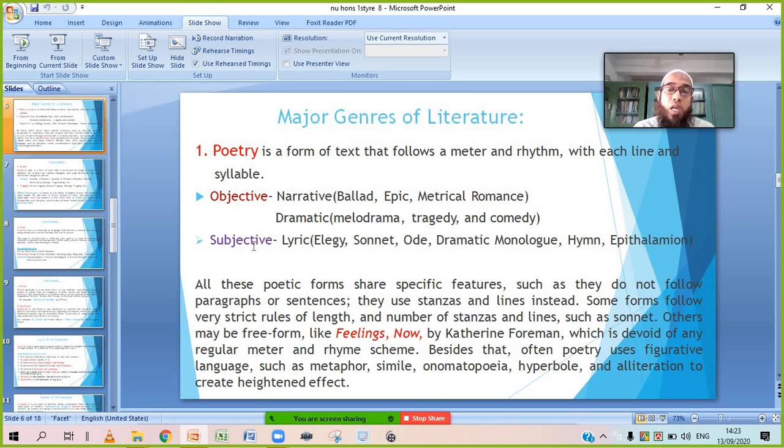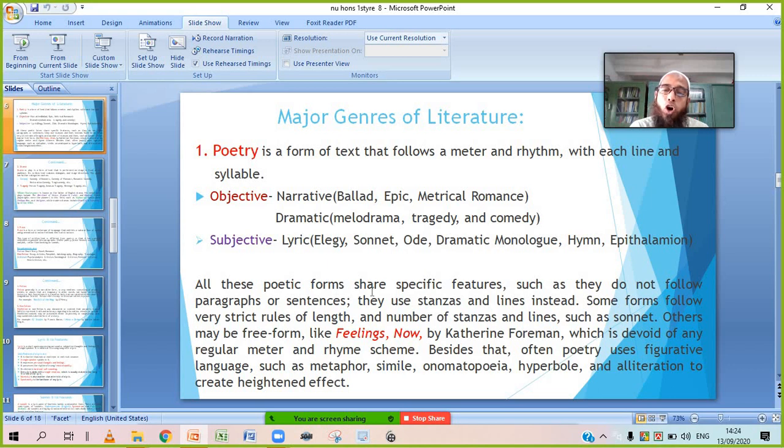Objective means these poems are written in such a way that the writer is not present in the writing. We cannot understand the writer's emotions, feelings, and presence in the writing. But subjective means when the writer is present. In objective poems, the writer is aloof from the writing, and in a subjective poem, the writer is very much present. His emotions, feelings, and opinions are distinct in this type of poems.